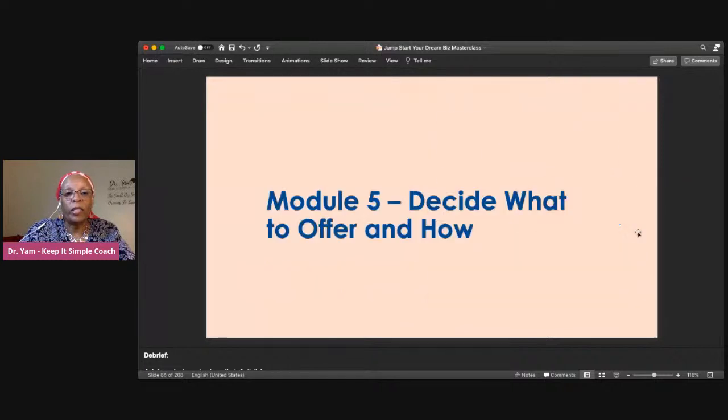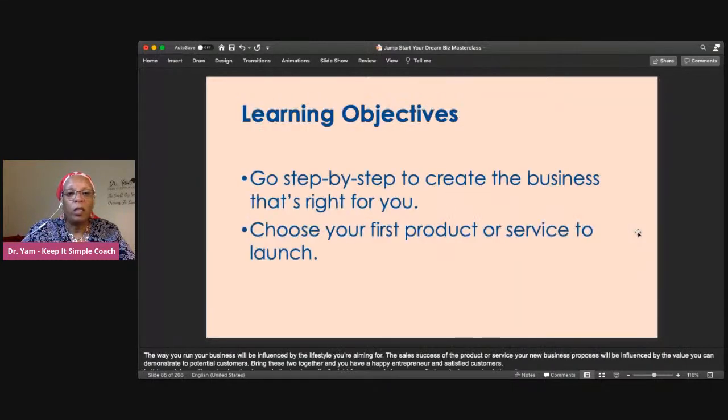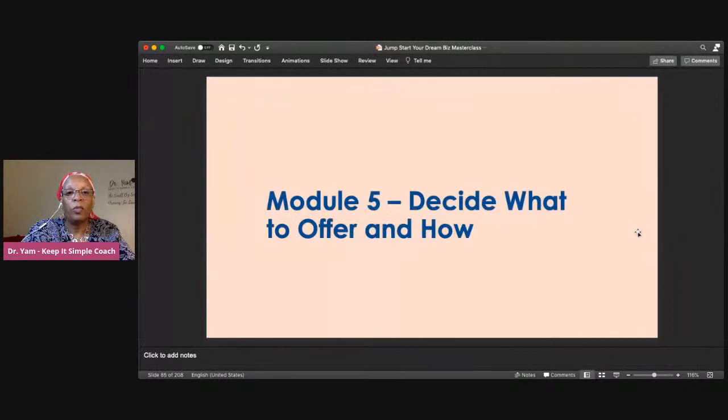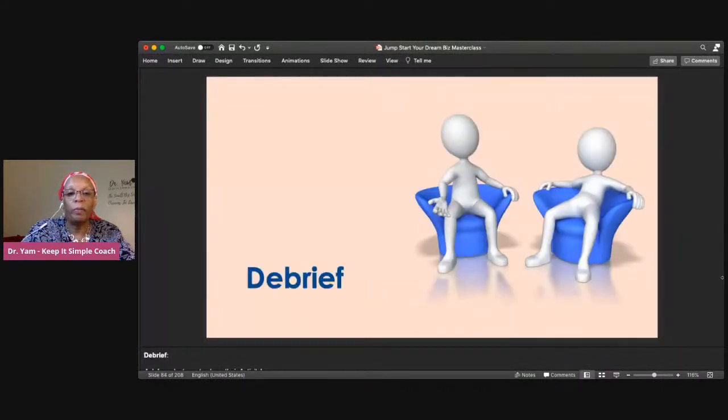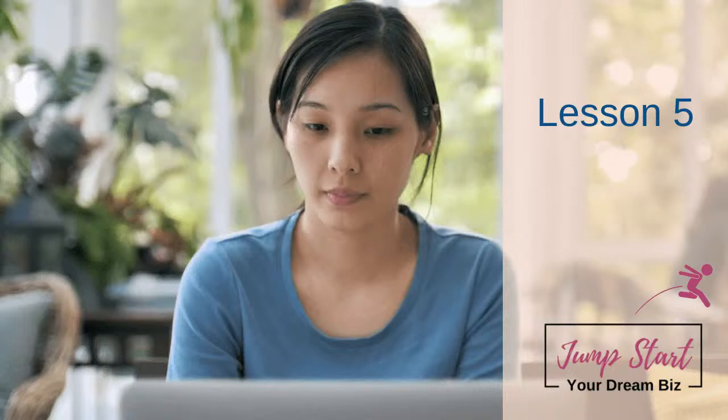All righty, so let's transition. Oops. We're going to go into, hold on, module number. Let me go to mine. All right, so we're now going to be going into module number 5.